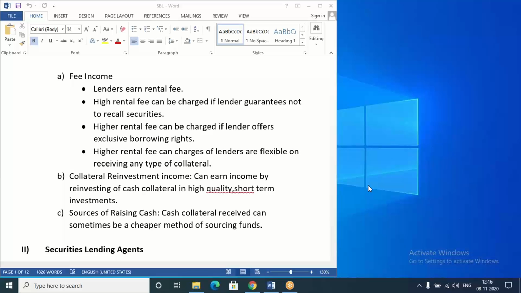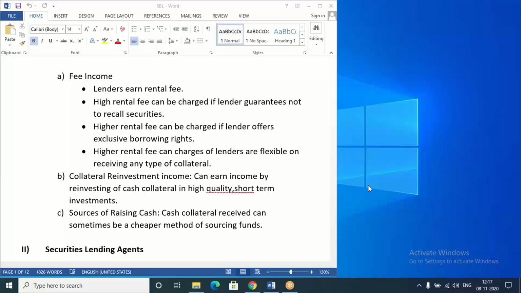No. I have to pay interest in terms of rebate interest, but that won't be high compared to the rental fee that I will be charging, correct? So I've loaned the securities for which I'm charging a rental fee, correct? Now I got in cash, I have to rebate some interest back to that fellow.